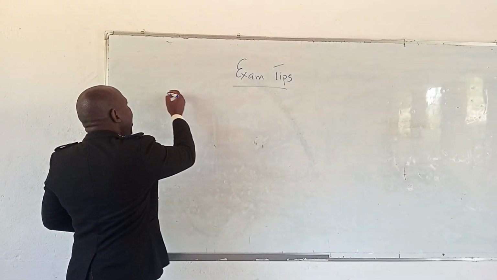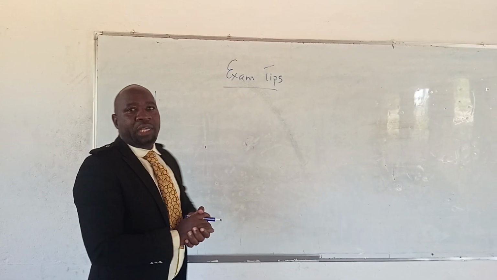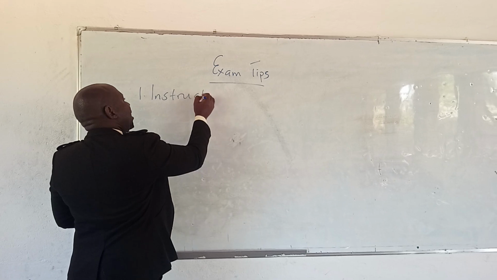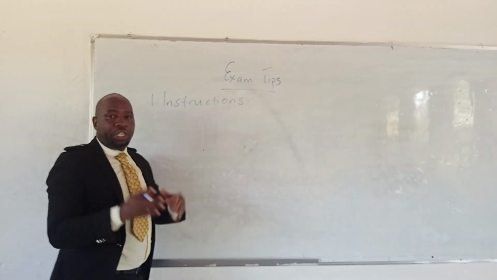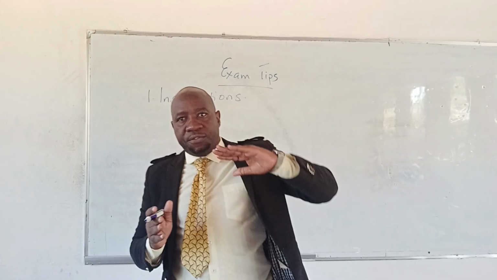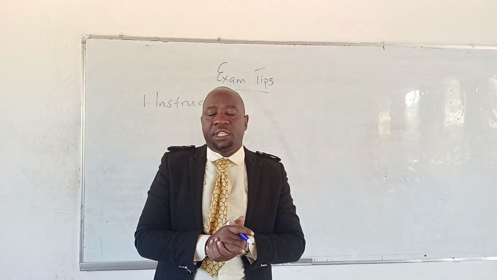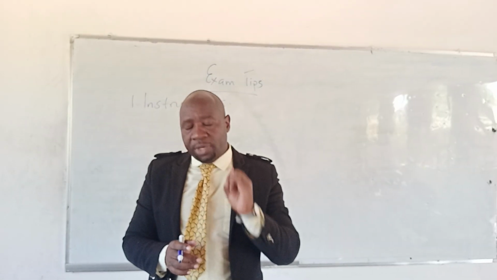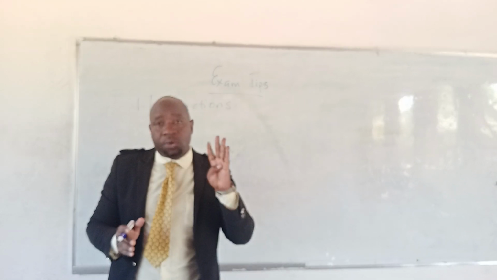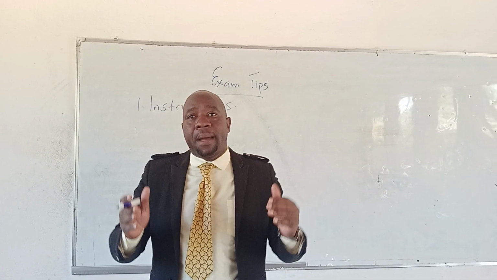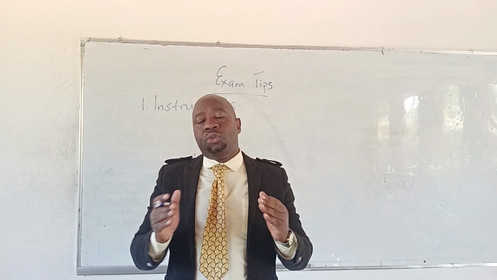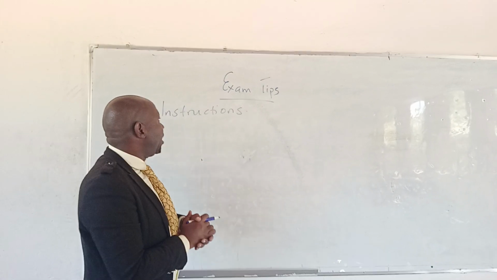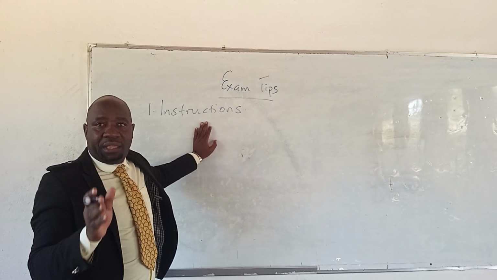Number one, when you enter the exam room, you are supposed to read and understand the instructions. The instructions are usually written in front of the question paper. They will inform you of the time that you are supposed to spend on each question. Remember, we have to answer 4 questions, so you have to accurately budget your time so that you'll be in a position of answering all the 4 questions. So make sure that you read and understand the question.